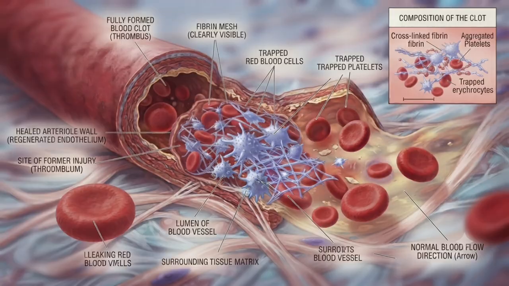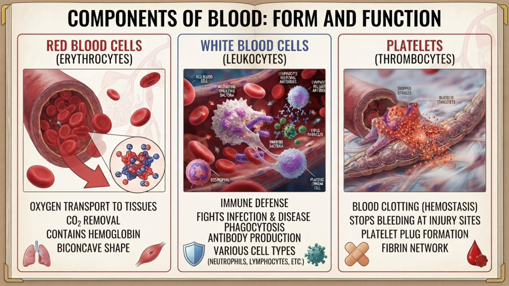In summary, red blood cells transport oxygen, white blood cells defend the body against diseases, and platelets help in blood clotting. Together, they keep our body healthy and functioning properly.